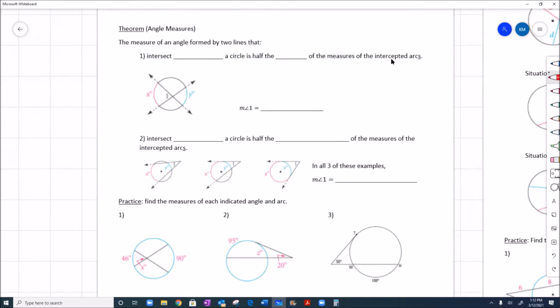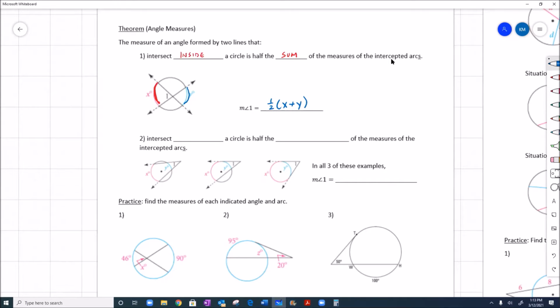So let's look. The measure of the angle formed by two lines that intersect inside a circle is half the sum of the measures of the intercepted arcs. So as we look at angle 1 here, you'll notice that the intercepted arcs are here at X and then here at Y. So we could write that as the measure of angle 1 equals 1/2 of the sum of X and Y.